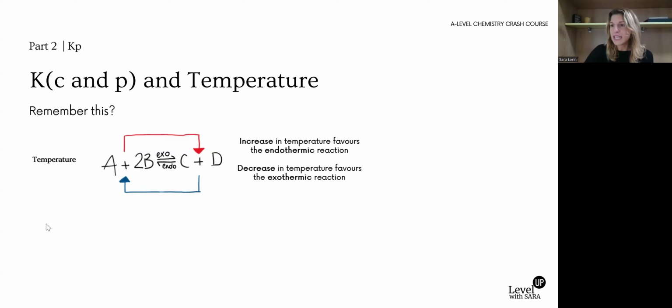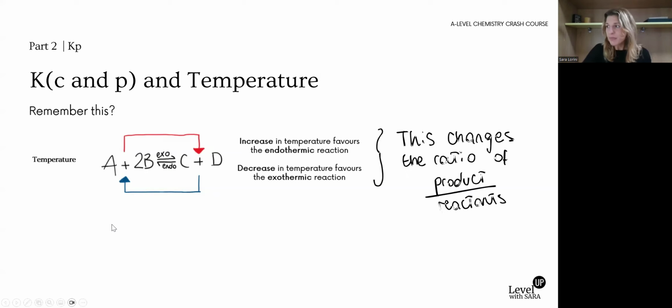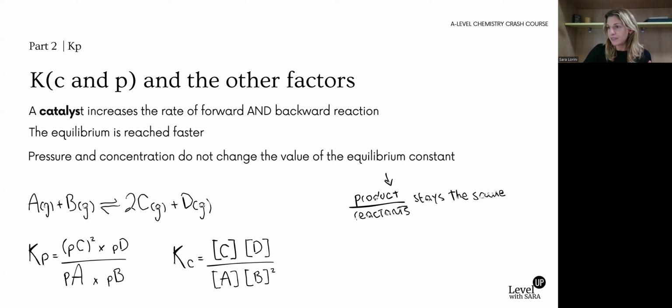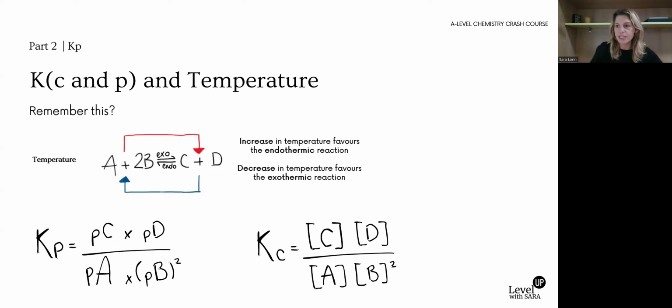So let's look in the case of Kp or Kc, anyway, this equilibrium constant. But remember that temperature changes the ratio of products and reactants. Okay, that's why it's the only factor that actually affects the value of K. So if we compare Kp and Kc, let's have a look. I'm going to take some notes here. So, an increase in temperature favors the endothermic reaction.